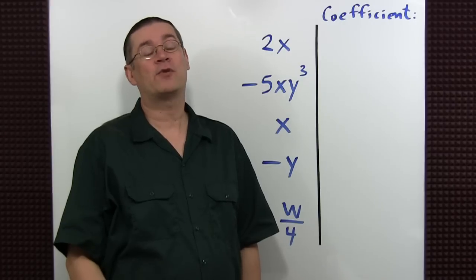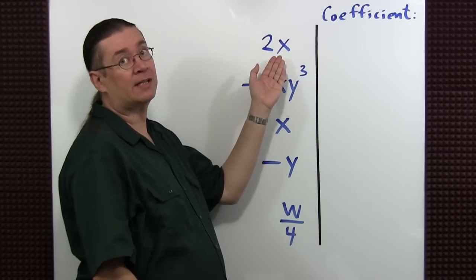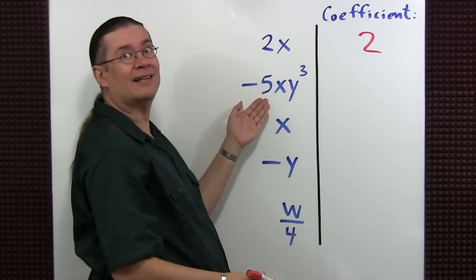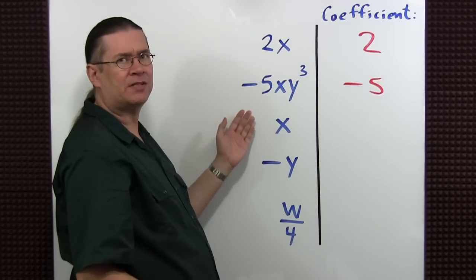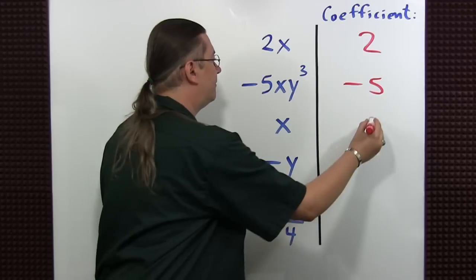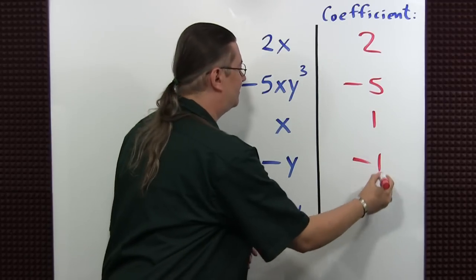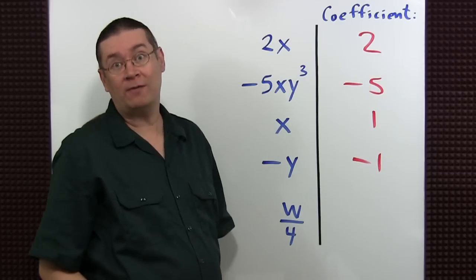Now let's identify some coefficients. For this first example, 2 is the coefficient of x. For the next one, -5. I don't see a number here, but there is one. It's implied to be 1. Over here, -1. This one's a little sneaky. What do you think it's going to be? It's 1/4.